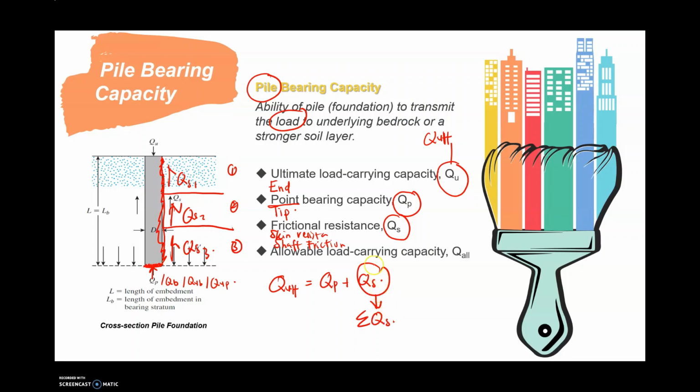Okay, and the last one is the allowable load carrying capacity. How do we get the Q allowable? Q allowable is the carrying capacity that considers the factor of safety. It means either the safe or optimum load carrying capacity after we consider the factor of safety for that pile foundation. So the Q allowable is equal to Q ultimate divided by the factor of safety.